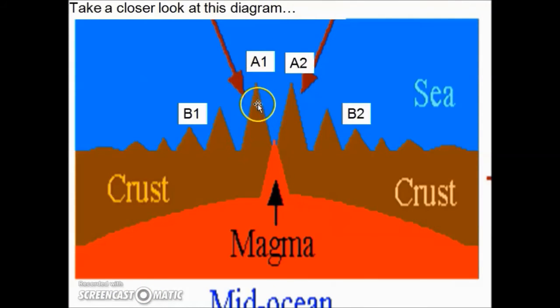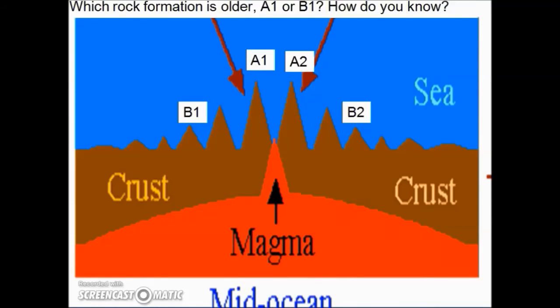Let's take a look at this peak and this peak. This is peak A1 and A2. This is peak B1 and B2. Now, of these peaks, which one do you think is older? Do you think A1 or B1 is made up of older rock?